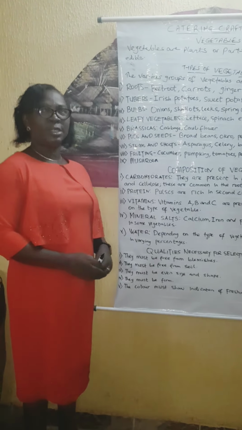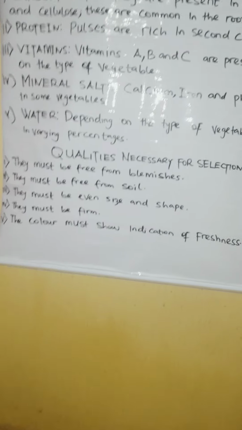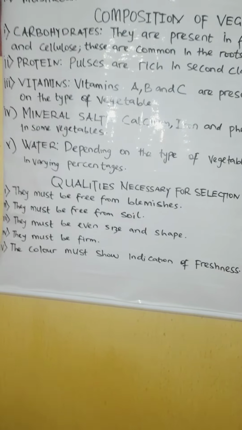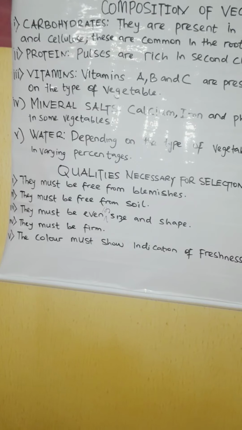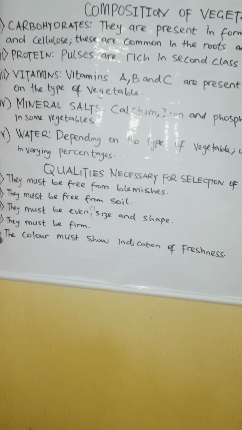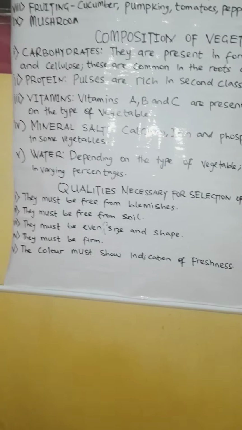Now, what are the qualities necessary for selection of vegetables? That is, points you can consider when you want to select your vegetables. Points to bear in mind. Number 1, they must be free from blemishes. They must be free from soil, especially the root vegetables. They must be even in size and shape. They must be firm. The color must show indication of freshness. So don't say because this one is very cheap, let me buy. You must consider the freshness of whatever you are purchasing.